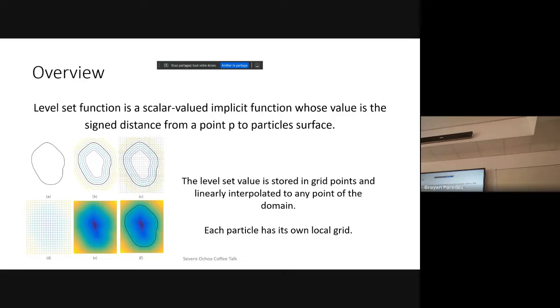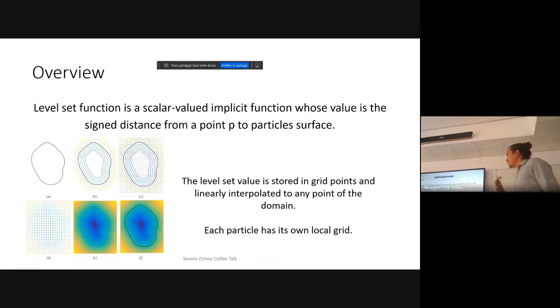We can start at A here, having the equation of the shape, but also, as I will explain, we can directly have D from experiments. We just need the distance to the surface, and it's a signed distance function. By convention, we have minus inside and positive outside.